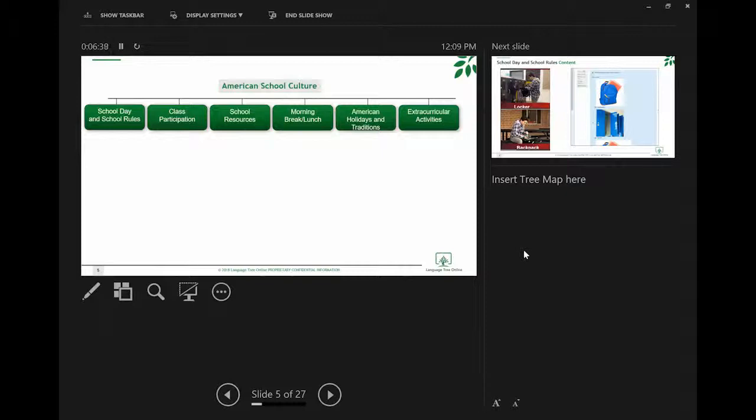So we're going to take you through each of these topics and add some information, so you'll see an accumulation of information. So feel free to make your own tree map or just take notes accordingly, because we will have this tree map completed by the end of our time together.